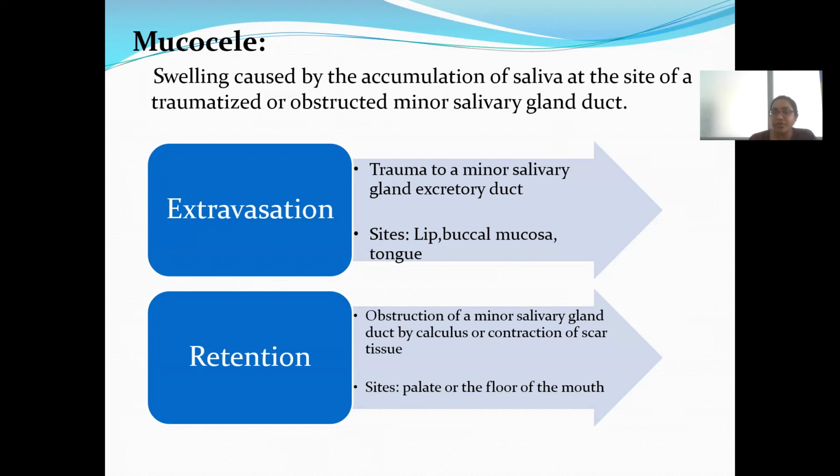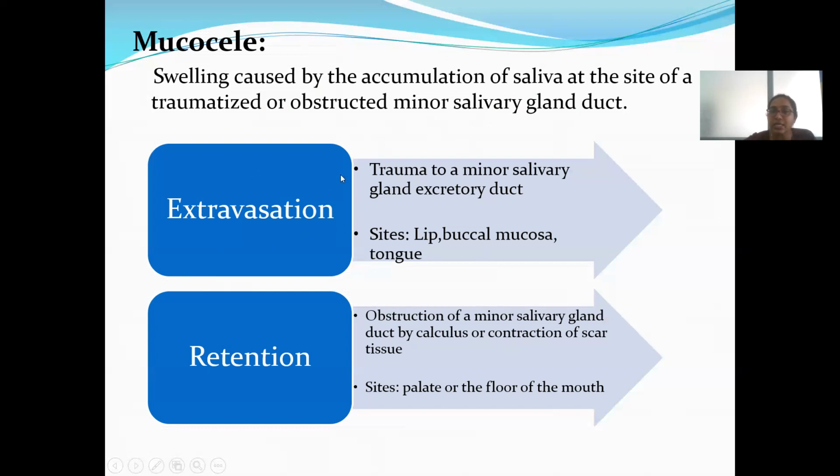Usually, if it's seen, it's in the sublingual salivary gland. If you read the definition properly, there is accumulation of saliva at the obstructed or traumatized minor salivary gland duct. In that you have two categories: the extravasation type and the retention type. What do you mean by the extravasation type of mucocele? This is related to the minor salivary gland. Remember that.